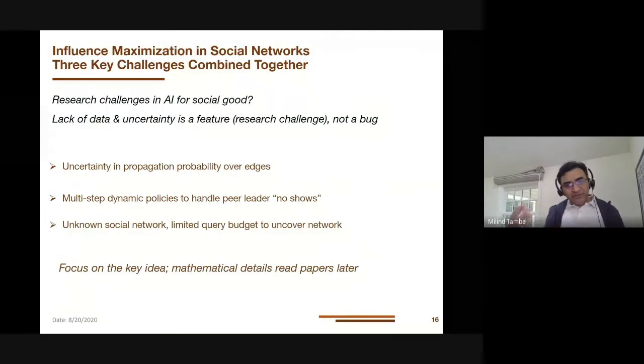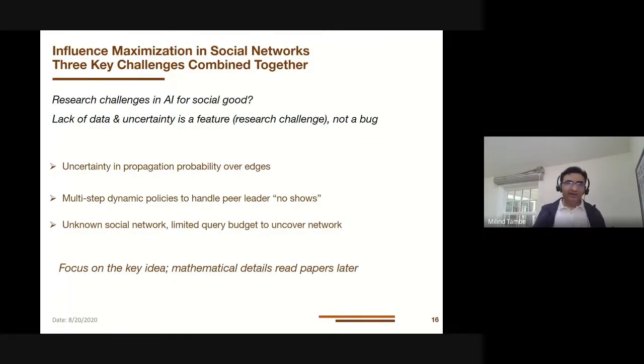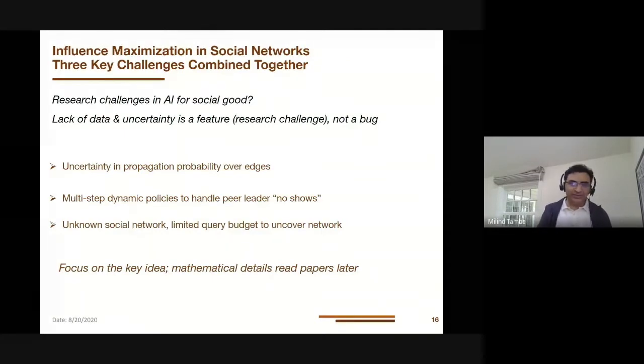So as I mentioned, focus on the key ideas as I explain what we have done. If there are mathematical details, you can read the papers later. That's not as crucial to understanding the presentation.